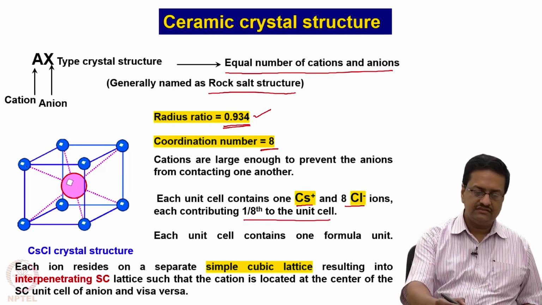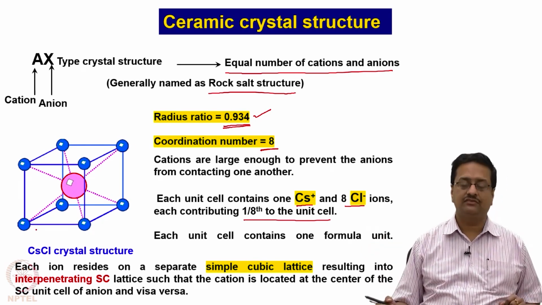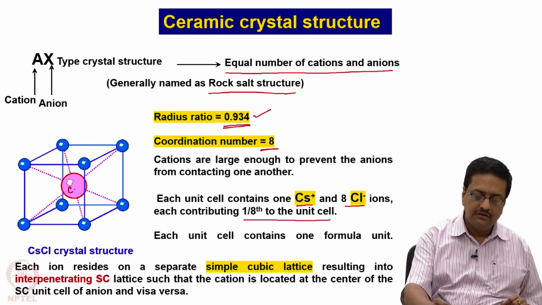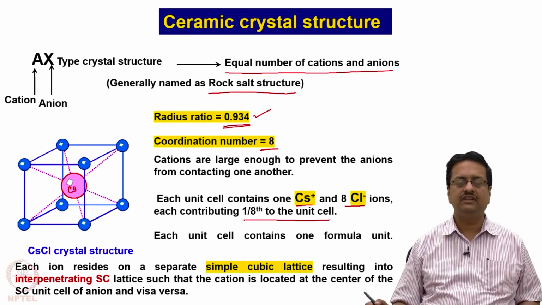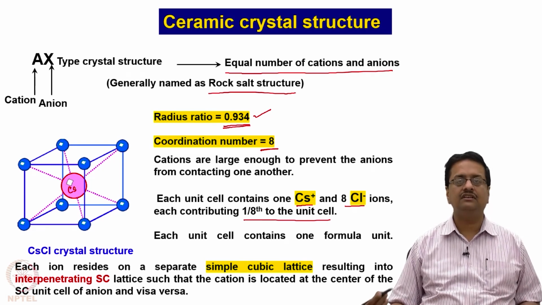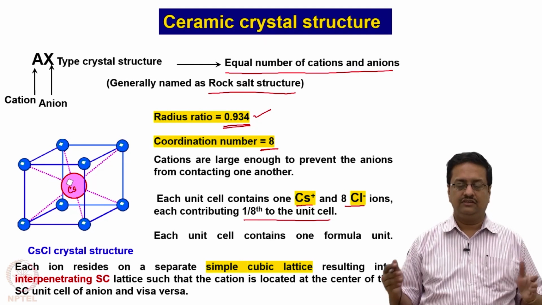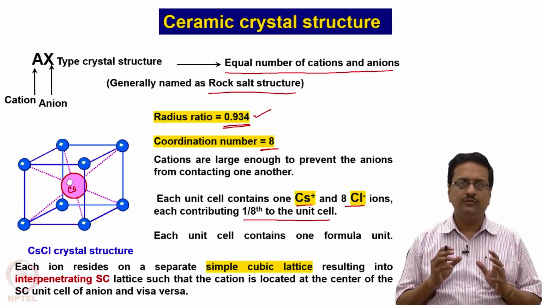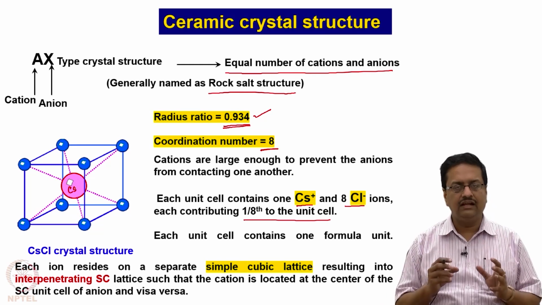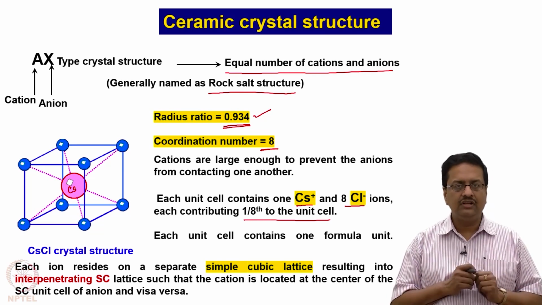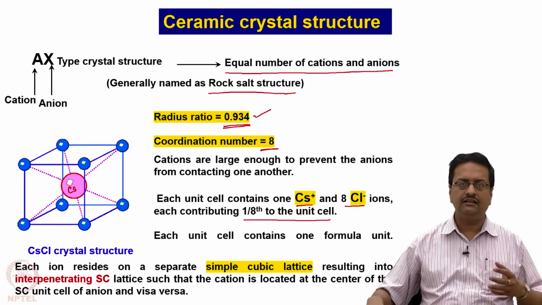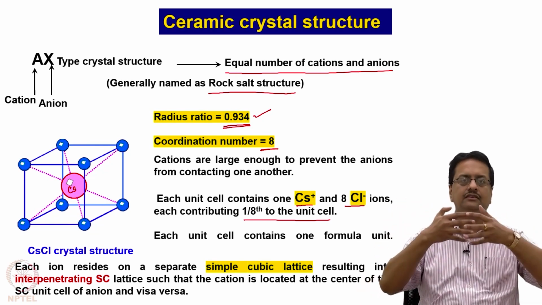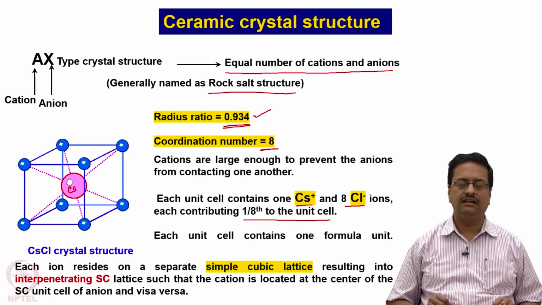So, what we have is chloride atoms at 8 corners and a cesium atom at the center of the unit cell. Remember, this is not a body centered lattice, because the body centered atom here is not the same as the corner atoms. So, it is actually a simple cubic lattice of chloride ions and a simple cubic lattice of cesium ions, and they are then interpenetrated, just like the sodium chloride interpenetrating face centered lattices.